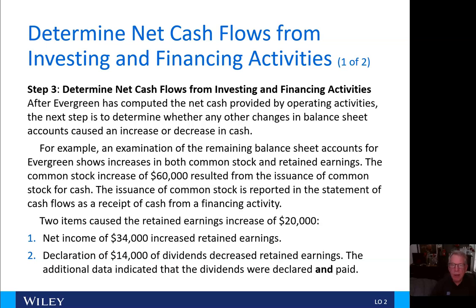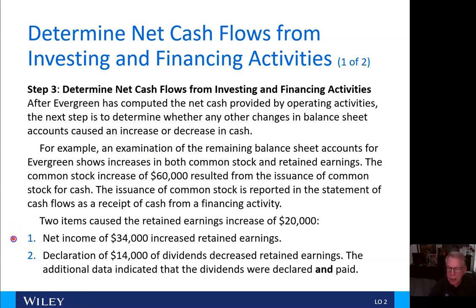For example, an examination of the remaining balance sheet accounts for Evergreen shows increases in both common stock and retained earnings. The common stock increase of $60,000 resulted from the issuance of common stock for cash. So if we issue common stock, it is reported in the statement of cash flows as a receipt of cash from a financing activity.